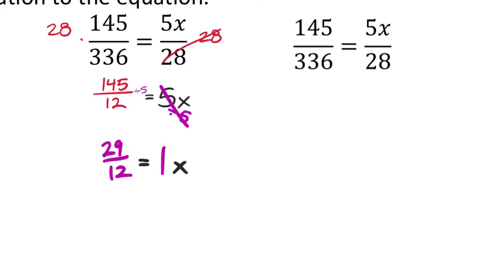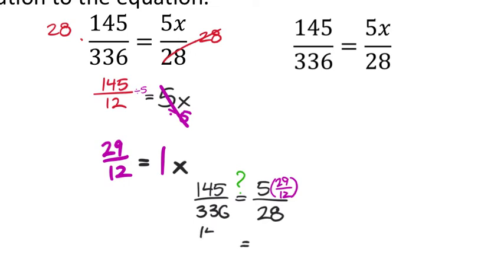Let's show the original equation and see if 29 over 12 would make it true if I replace that with x. So it was 145 over 336. It should equal 5x over 28, right? But right now, the x value, we're pretty sure if we replace that x value with 29 over 12, we should get a true statement, okay? So I'm going to put this into the calculator, and we're going to see if this makes it true.